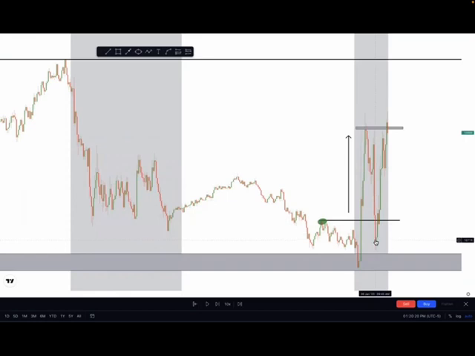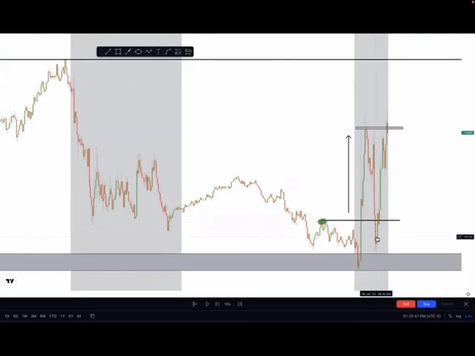Everybody's hopping in sales. Everybody's psychology is hopping in sales. But they didn't wait for the confirmation of this low to be broken. They didn't wait for this low to be broken. When you're selling, you want lows to be broken. When you're buying, you want highs to be broken. So us, traders like us right now, we're waiting.